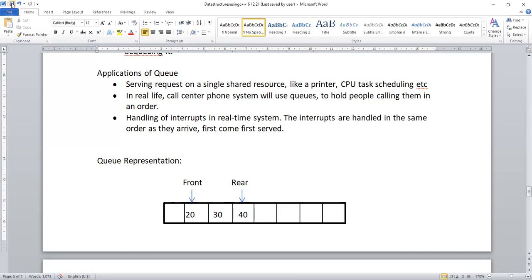So this is a queue representation. We will stop our class here. We'll continue in the next class.